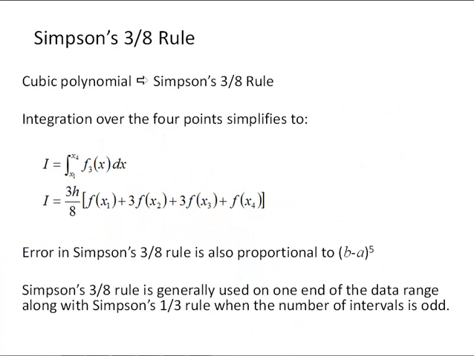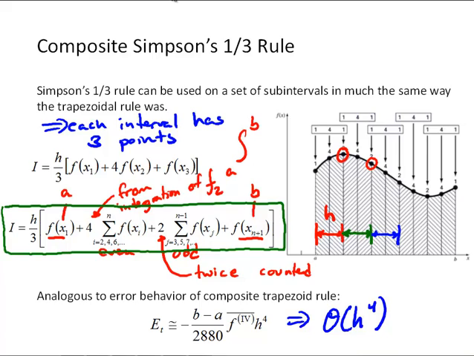We could go further and use a cubic polynomial, and that gives us Simpson's 3/8 rule. I'm sorry, I misspoke over here. The h for this is not the full space of the interval. The h is still the data spacing. Sorry about that. That is the data spacing, not the full interval width. So that's different from the trapezoid rule where h was the interval width and the data spacing.